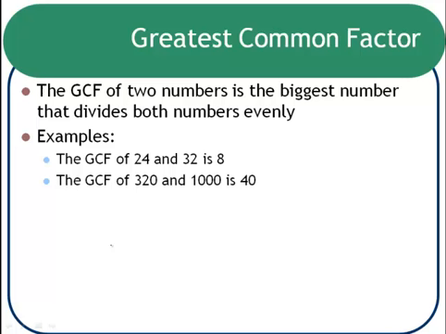For 320 and 1,000, the biggest number that divides them both is 40. And 24 and 7, the biggest number that divides both of those is actually just a 1. 1 is the only number that divides both of those numbers. So sometimes those numbers are called relatively prime then.